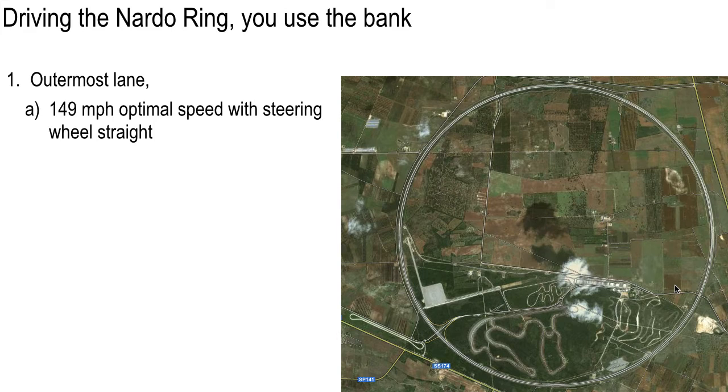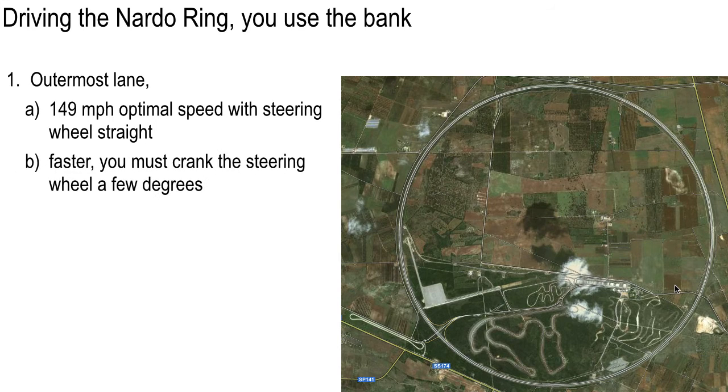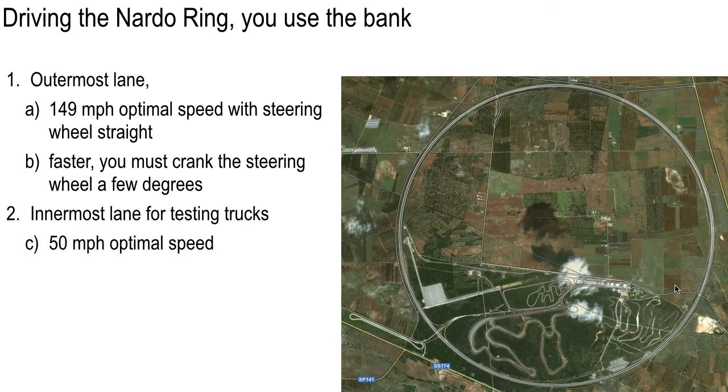So they built this. Now this is 149, so they're testing out race cars and stuff that go at that speed. And in Italy they have some great race cars. Ferrari, they're some of the best. So they test them out in that outermost ring. So if you change the speed faster or slower, you crank the steering wheel a few degrees to stay on the track. Now the innermost lane is for testing trucks and passenger cars and stuff. You know, something that your mom would want you to drive.